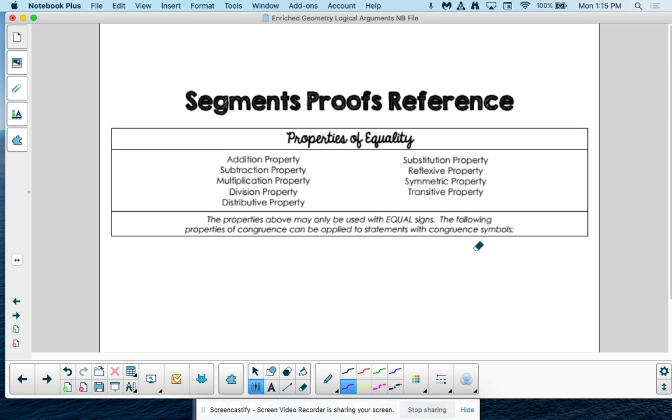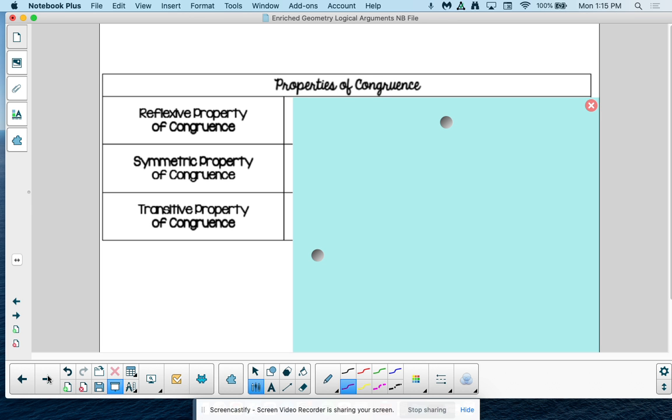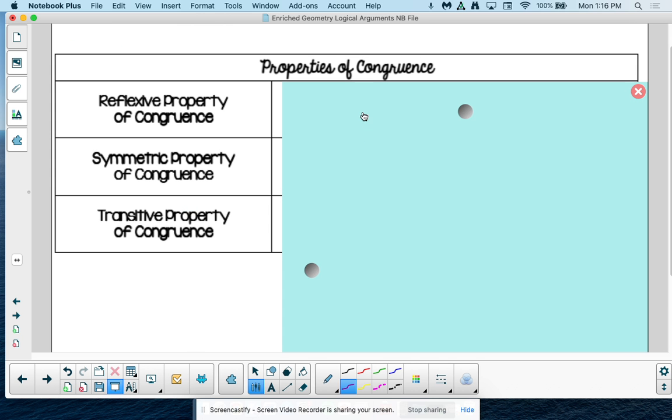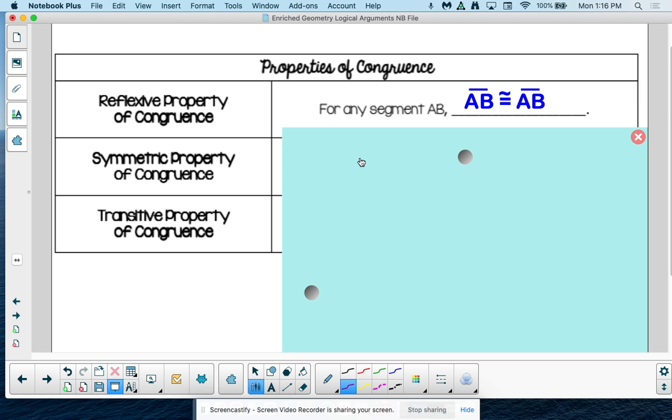So are you guys all open to this page, this segment proof reference page? Okay, we already know these ones: adding, subtracting, multiply, divide. We've used those before. But now we have to talk about these other ones. The word reflexive, what does it look like? Reflection. So think of it that way. The same thing is equal to itself. So segment AB is congruent to segment AB. That's the reflexive property of congruence.